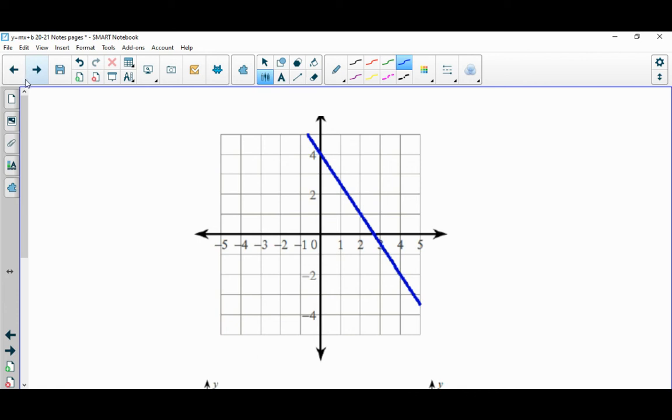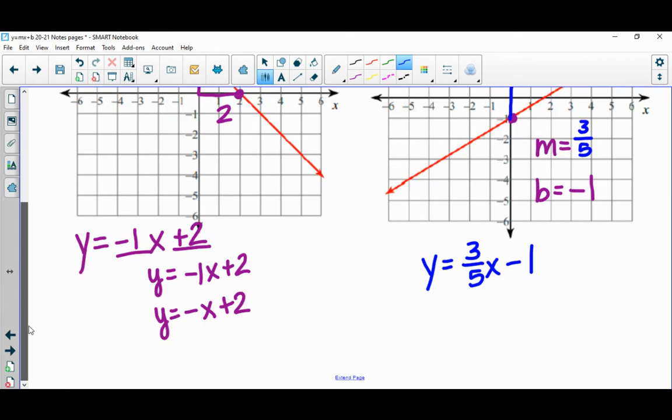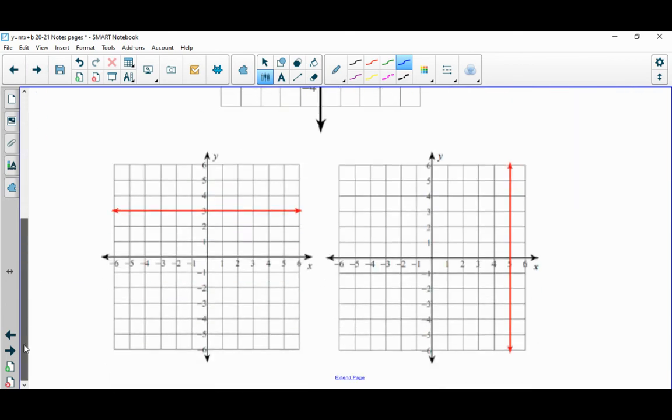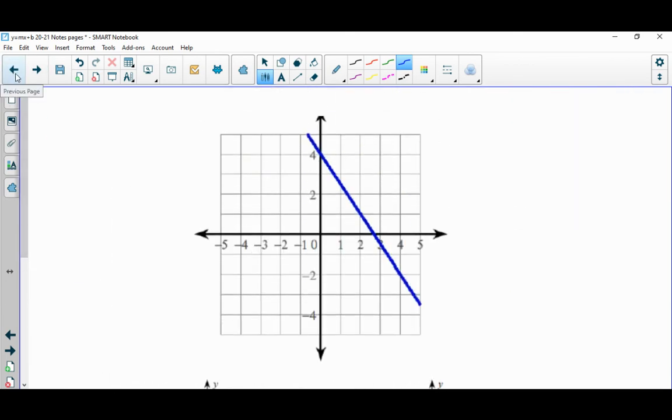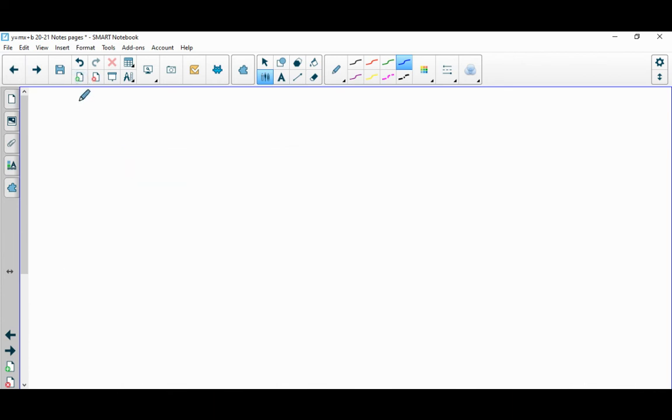On the next page, we have a couple more examples here. So starting off with this first one up at the top, it looks like I missed a set of examples here for you. All right, well, we're going to do this then as ones that you can do.